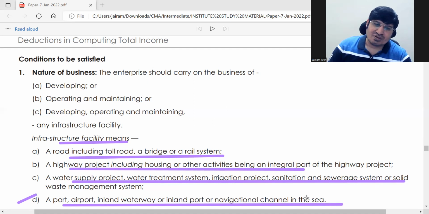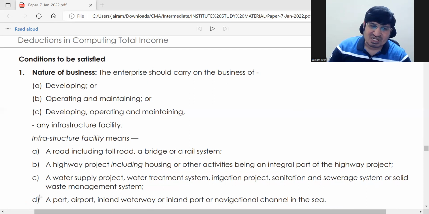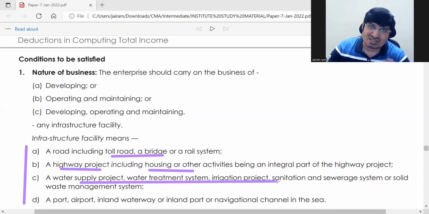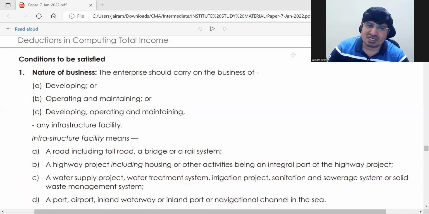चलिए, so ये हो गया. This is what your infrastructure facility means. As such, इसको याद करने की तो बिल्कुल जरूरत है ही नहीं. You don't need to learn. Just remember like this: it will be toll road, bridge. This will be one. Second will be housing project along with highway project, highway project with housing project. Third will be your water supply, sewerage, all these things. Fourth will be your water transport things like port, airport, these kind of things. These are all infrastructure facilities.